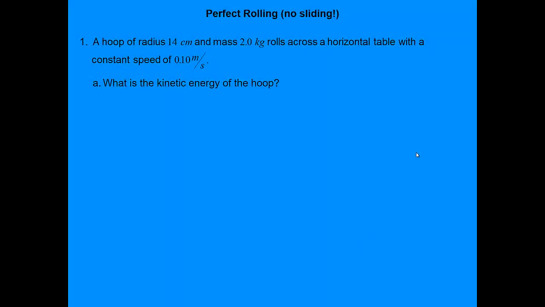So let's do a little example. Say we've got a small hoop of radius 14 centimeters and mass of 2 kilograms, and it's rolling across a table with a constant speed of 0.1 meters per second. We have to assume here it is perfectly rolling. I want to know, what is the kinetic energy of the hoop? Well, as we just discussed, the kinetic energy of the hoop is going to have rotational and translational parts.